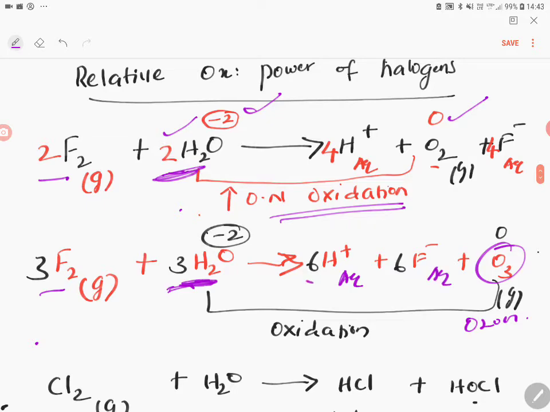So here also I have shown a very simple balancing. You have to start the balancing with oxygen, where 3 molecules of water are formed. Then you can balance H plus and F minus, and finally you can balance F2.